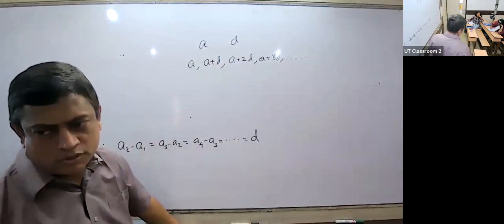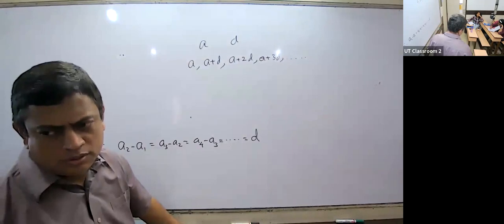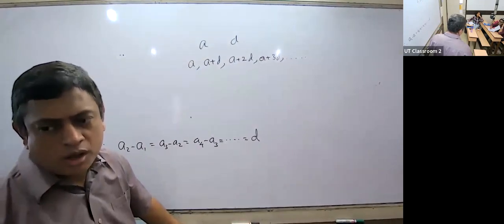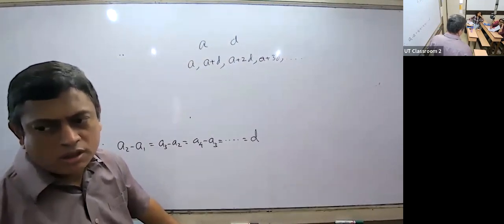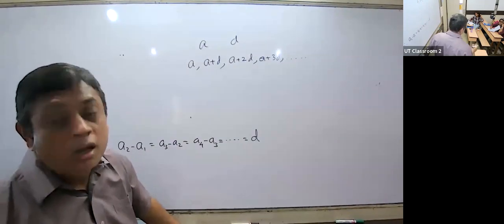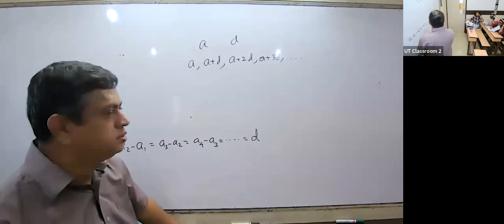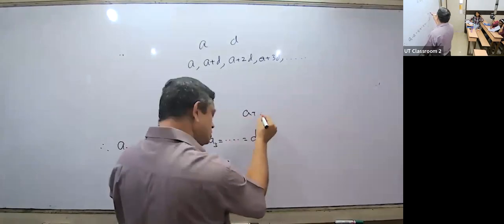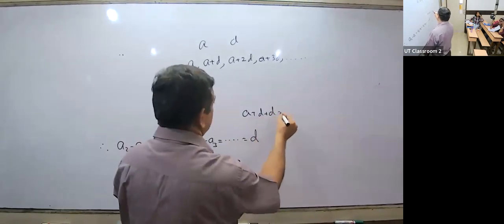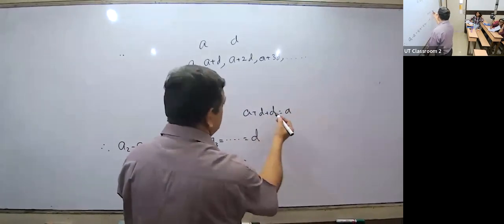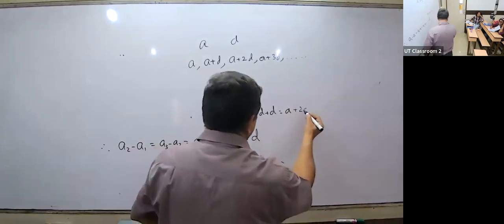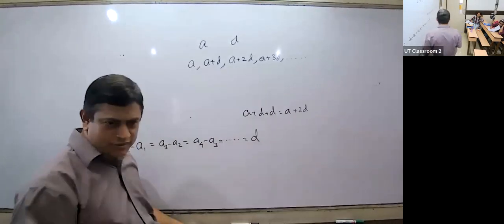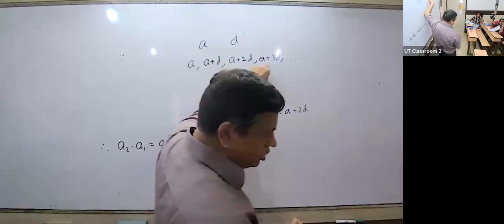So A is the first term. Sir, the third term would be A plus B plus D. Huh? So the third term would be A plus B plus D. Achha, haan, A plus D. Okay, sir. Yes, sir. A plus 1D. Yes, sir. Okay. Did this become clear now?